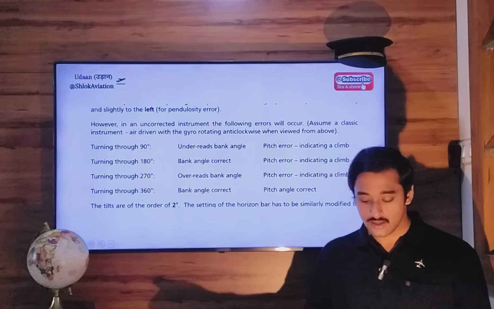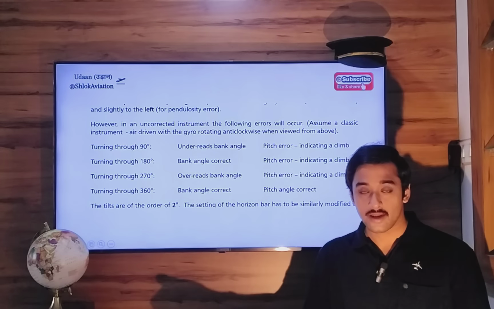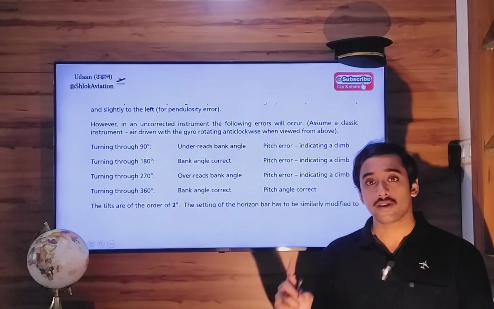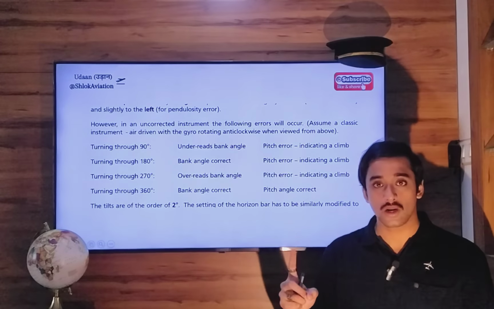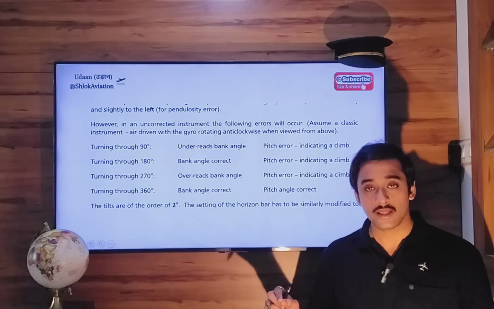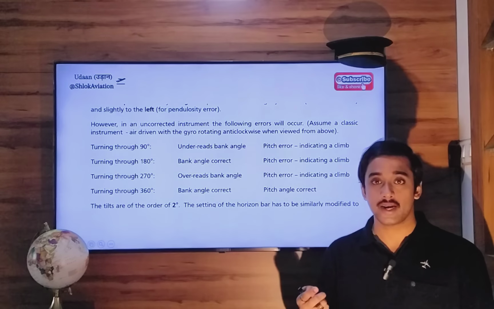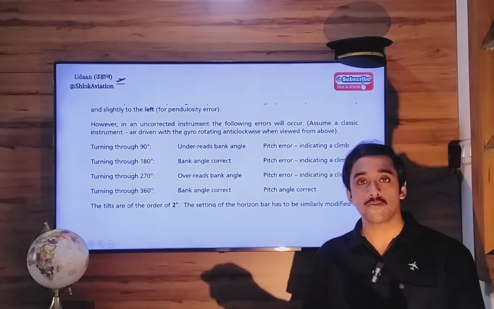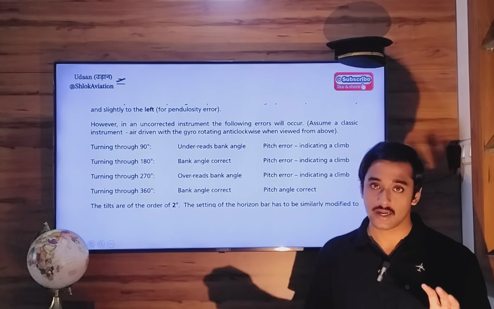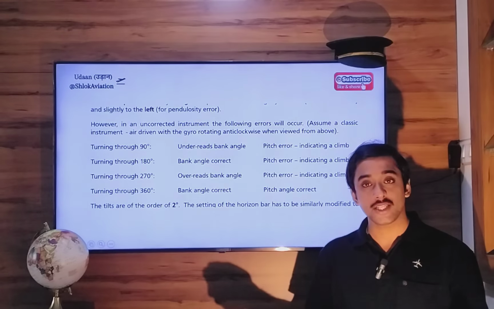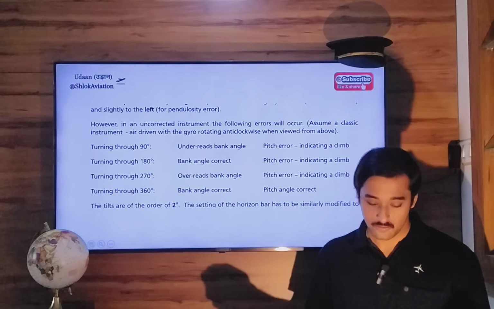So in that case, your bank angle will be overread. That means if you enter a turn at 20-degree bank angle, after making a successful 270-degree turn and completion of the turn, the bank angle will be overread. That means you are making a turn at 20-degree bank angle, the information provided to you will be more than that, 25, 30 degrees, whatever. Pitch error, again, pitch attitude will be a climbing attitude.